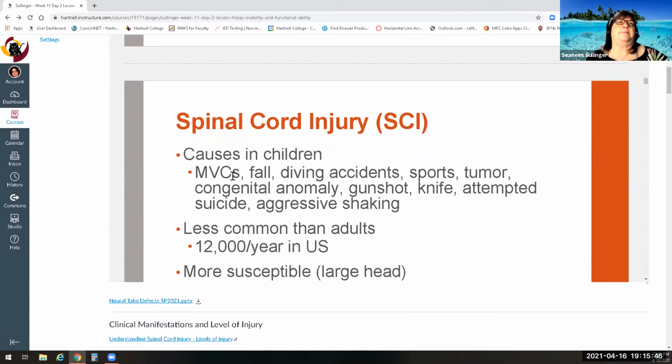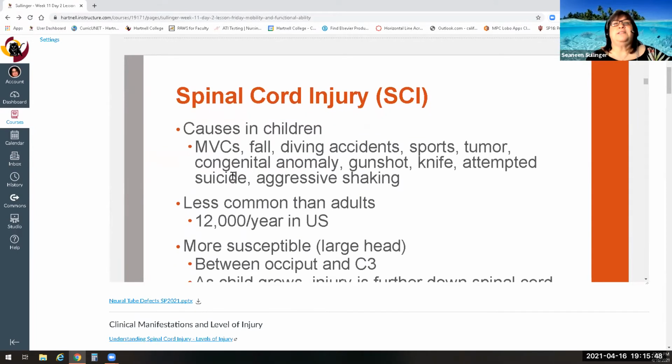So different injuries, causes, right? Diving accidents, the ATVs. I saw at one point when I was working on the spinal cord injury floor, I worked at Shriners in Sacramento. I was the nurse manager for the adolescent unit, which was mostly spinal cord injuries. And so we saw trampolines, ATVs. I had a few gunshots, knife wounds, attempted suicide, tumors, like Friday Night Lights.